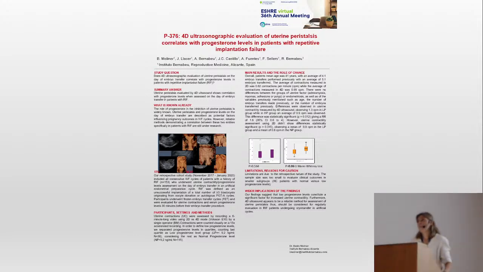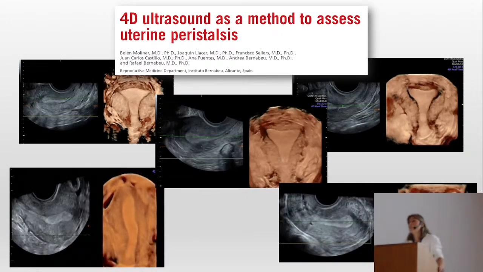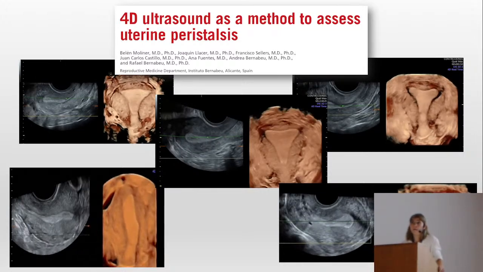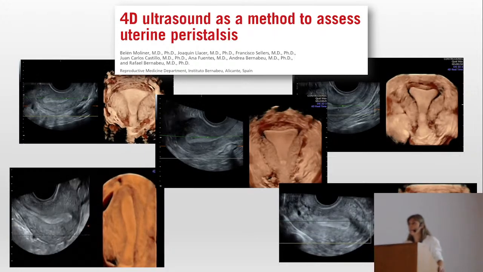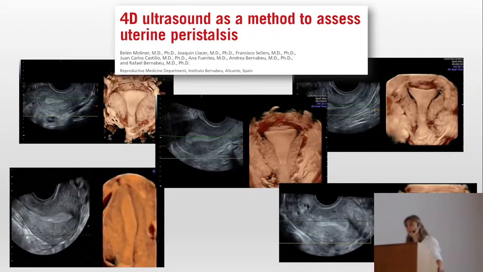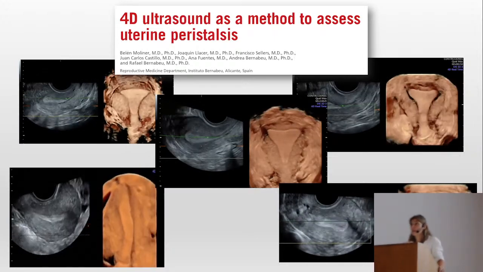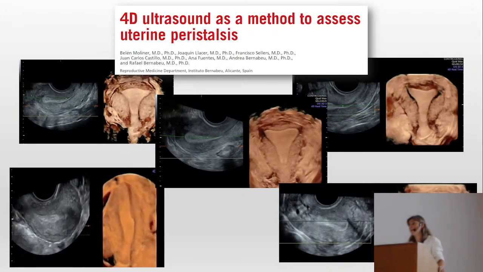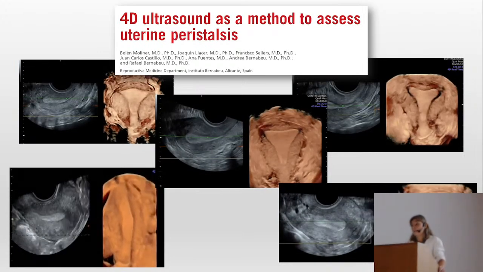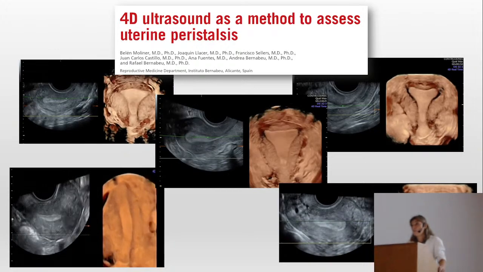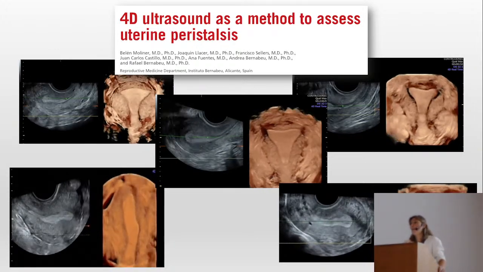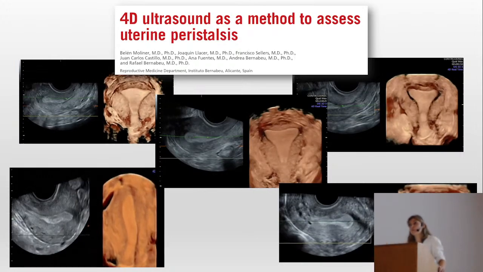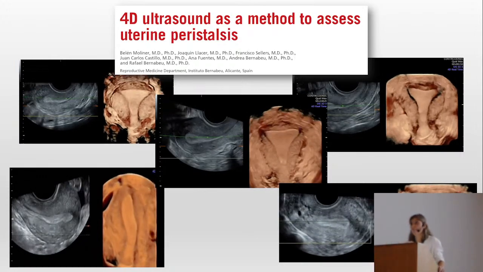Then last year we published our video article in Fertility and Sterility, demonstrating again that 4D is better than 2D, and that the inter-observer reproducibility was moderate. Again, low progesterone levels were associated with more than 1.5 contractions per minute. Again, 1.5, okay?